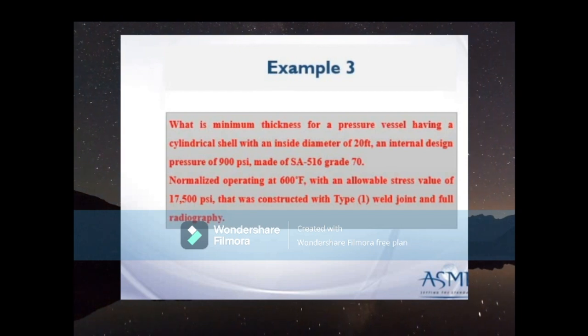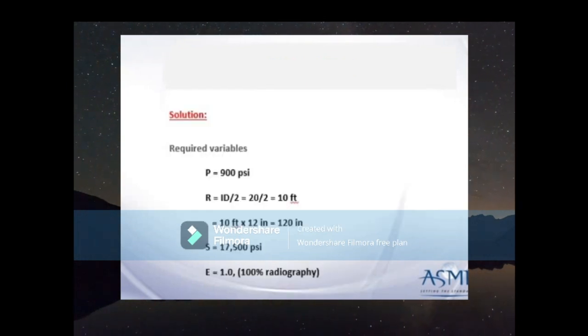Example 3. What is the minimum thickness for a pressure vessel having a cylindrical shell with an inside diameter of 20 feet, an internal design pressure of 900 psi, made of SA516 grade 70, normalized, operating at 600 degrees Fahrenheit, with an allowable stress value of 17,500 psi, that was constructed with Type 1 weld joint and full radiography.